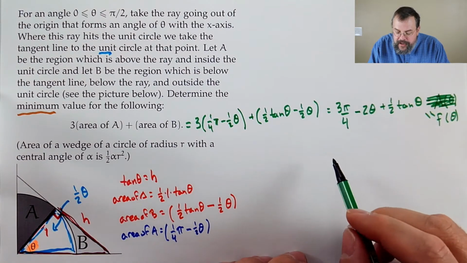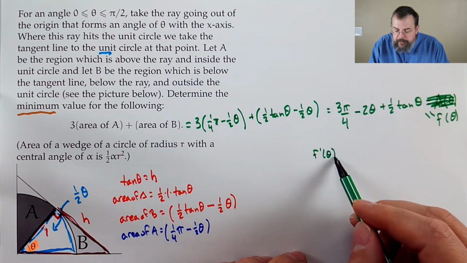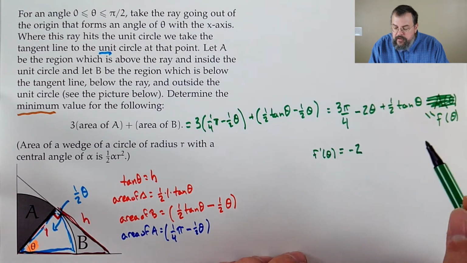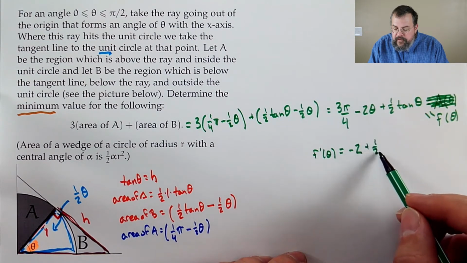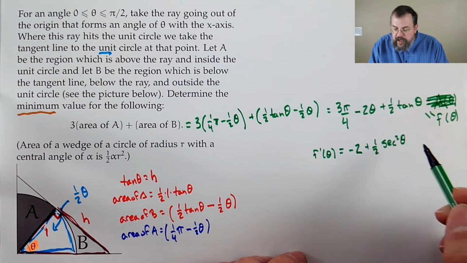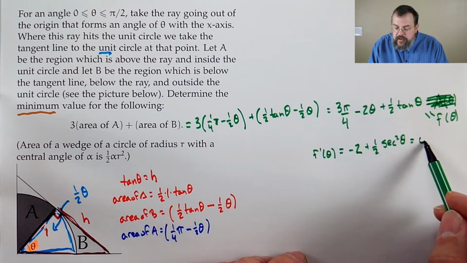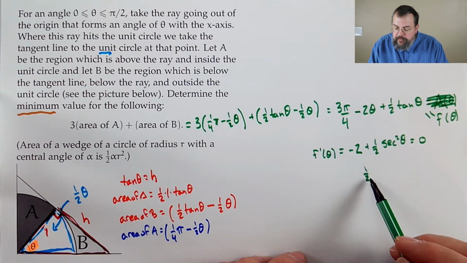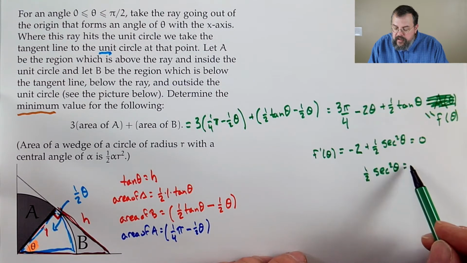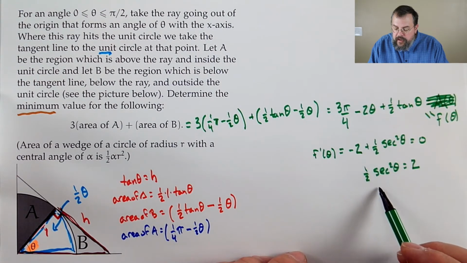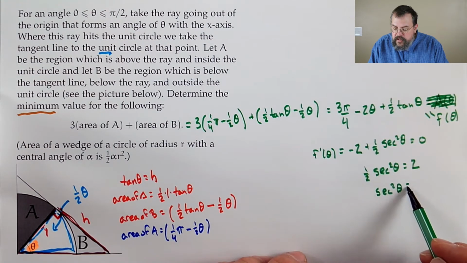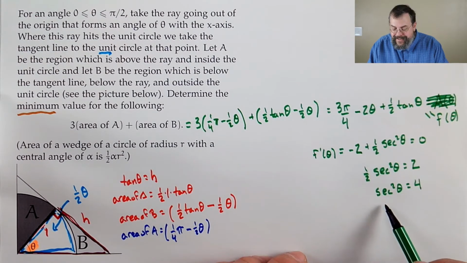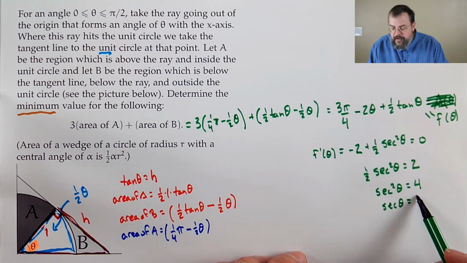Okay, so we take our derivative. F prime of theta. Well, the derivative of 3 pi over 4 is 0. The derivative of negative 2 theta is negative 2, plus 1/2 times the derivative of tangent, which is secant squared theta. We'll set that equal to 0. So that says 1/2 times secant squared theta needs to equal 2. Or, if you like, secant squared theta should equal 4. Or, taking the square root, secant of theta should equal 2.